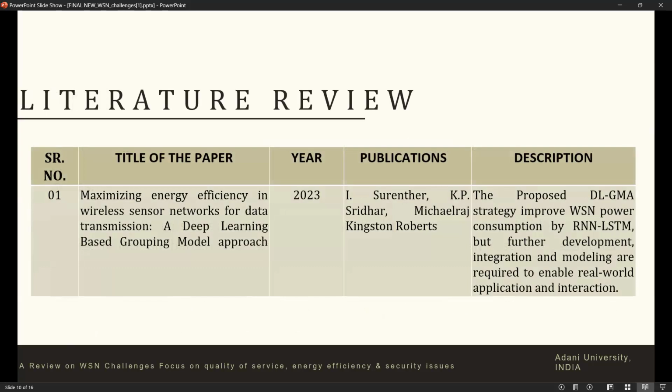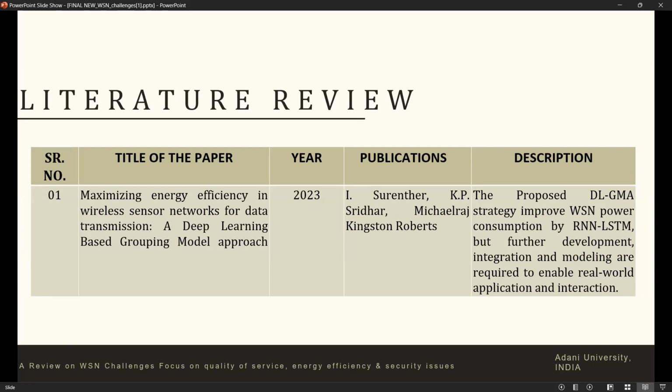To begin with, I would like to outline the key findings of the first literature review paper, that is, maximizing energy efficiency in wireless sensor network for data transmission, a deep learning based grouping model approach, created by KP Srinder and their team, which they published in 2023. The description is that it employs a deep learning based grouping model approach, DLGMA, to optimize energy consumption in wireless sensor networks. The study concludes that this approach significantly enhances energy efficiency, allowing sensor nodes to operate longer without frequent battery replacement, making it a vital reference for addressing energy efficiency in wireless sensor networks.